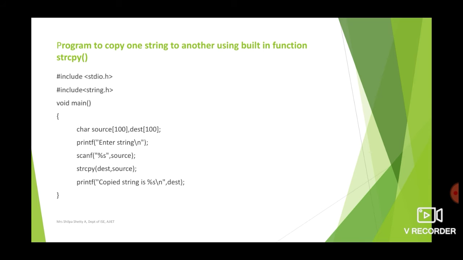Then strcpy(destination, source). Now the source string gets copied to the destination string, and the result is stored in the destination string. Now let us print the result: printf("Copied string is %s\n", destination). When you do this, the value that is present in destination, which is a copy of source, will get printed. I hope the program is clear.